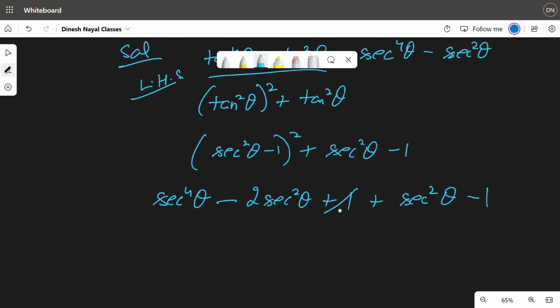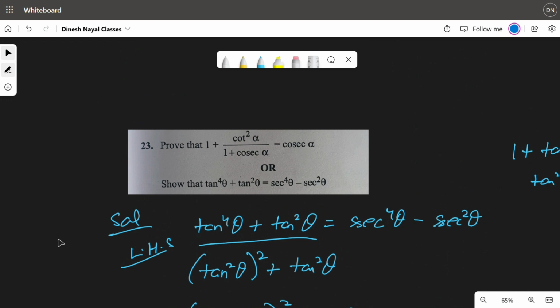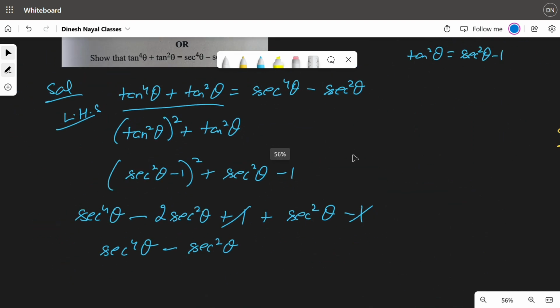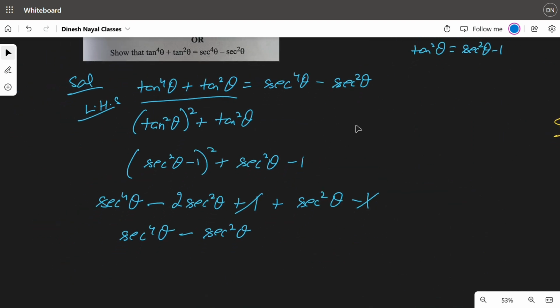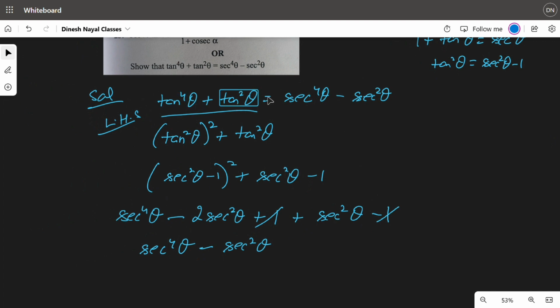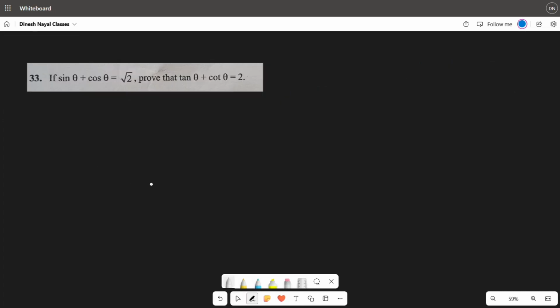See, this and this will get cancelled. Now this is sec 4 theta. Now these are the like terms: minus 2 sec square theta plus sec square theta. So this is minus 2 plus 1, which is minus 1, minus sec square theta. So I think this is what we have to prove. So we have proved that tan to the power 4 theta plus tan square theta equals sec to the power 4 theta minus sec square theta. Hence this is proved. So students, this question was from Delhi.